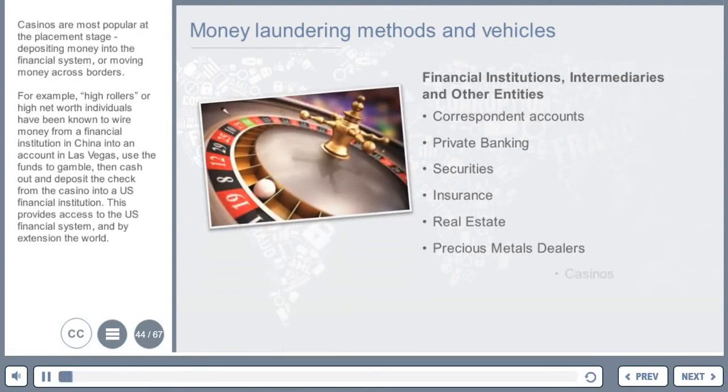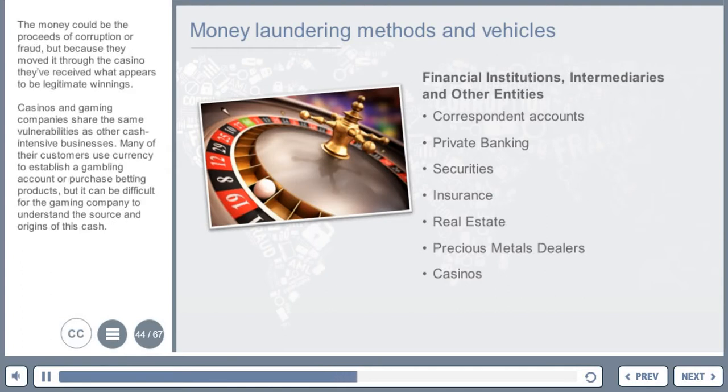Casinos are most popular at the placement stage, depositing money into the financial system or moving money across borders. For example, high rollers, or high net worth individuals, have been known to wire money from a financial institution in China into an account in Las Vegas, use the funds to gamble, then cash out and deposit the check from the casino into a U.S. financial institution. This provides access to the U.S. financial system and, by extension, the world. The money could be the proceeds of corruption or fraud, but because they moved it through the casino, they've received what appears to be legitimate winnings.